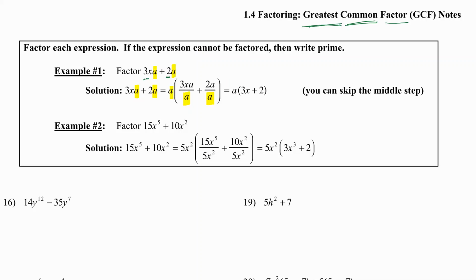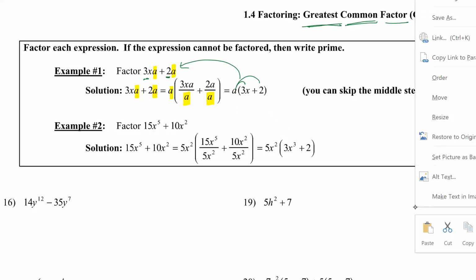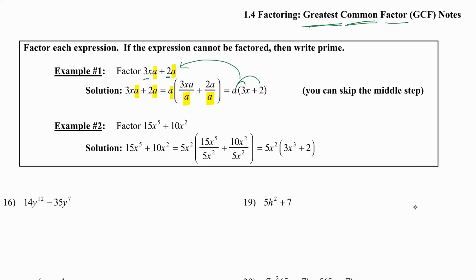One other quick thing, again, we're going backwards. If you multiply all your factors, you should get back up to here. So that's one way of checking your work. A times 3x is 3xa, and then a times 2 is 2a. So you can check your work by just distributing it back. All right, so the second example, a little bit more challenging, but we'll do it in 2 steps.